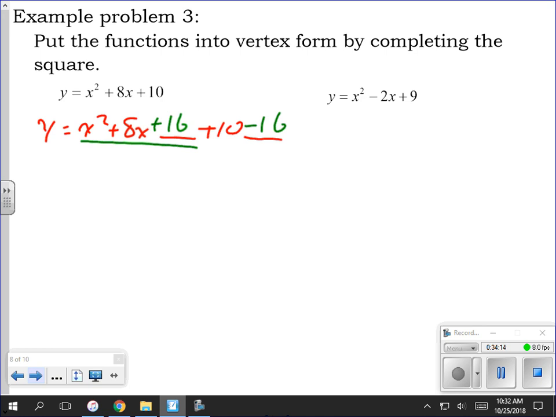So here's what's going on. This portion right here is my perfect square. Y equals x plus 4 squared. That's what that is. This part is my vertex. That gives me the y coordinate of my vertex. I am now in vertex form.